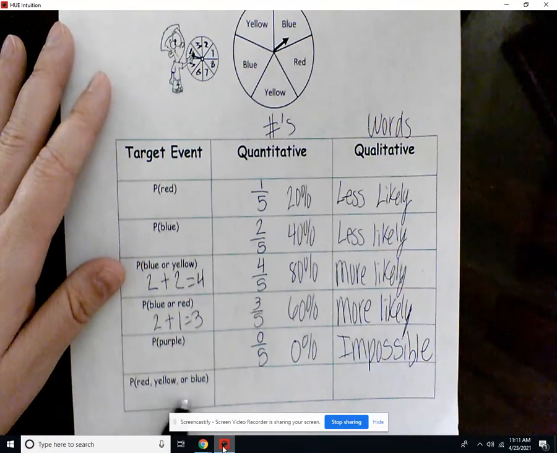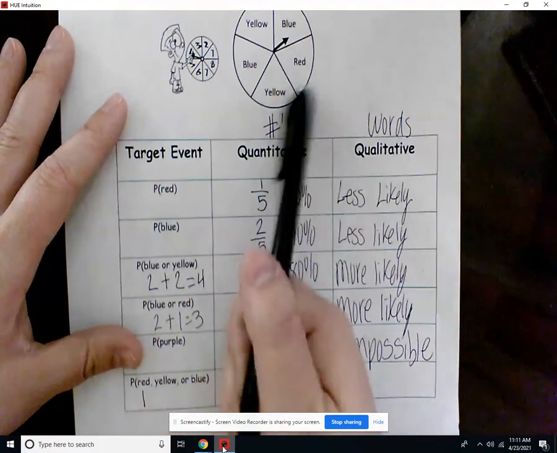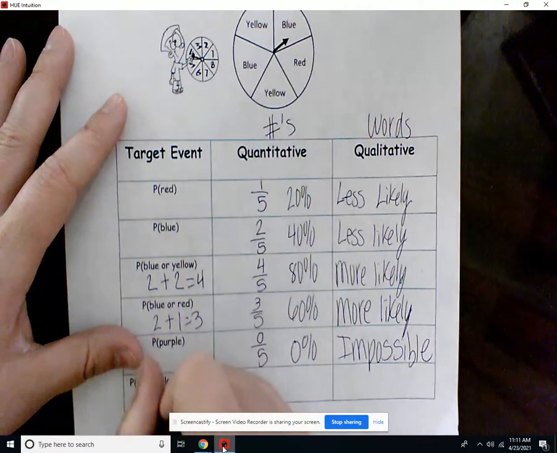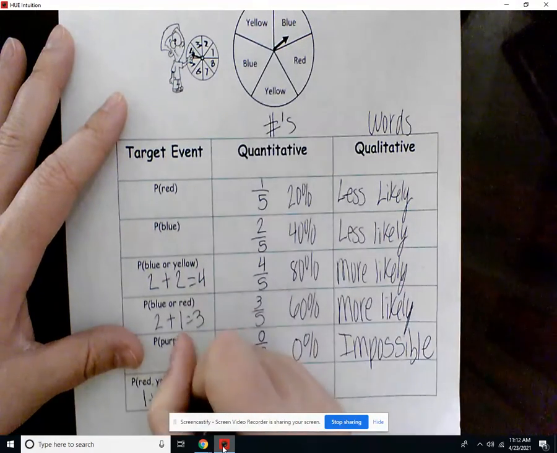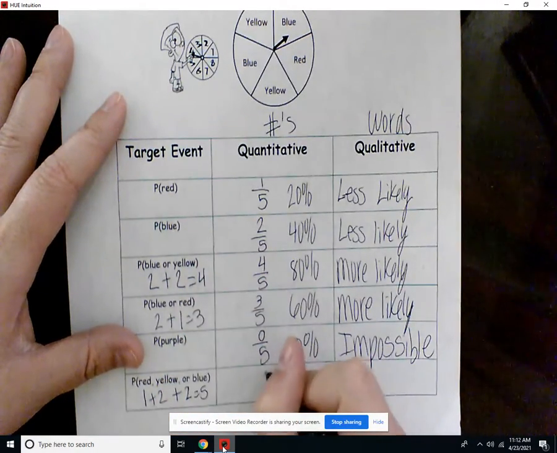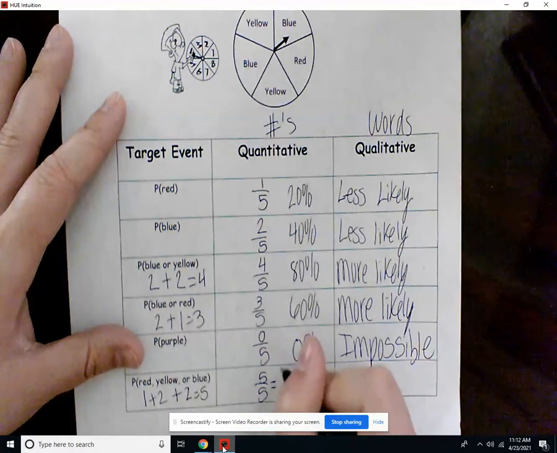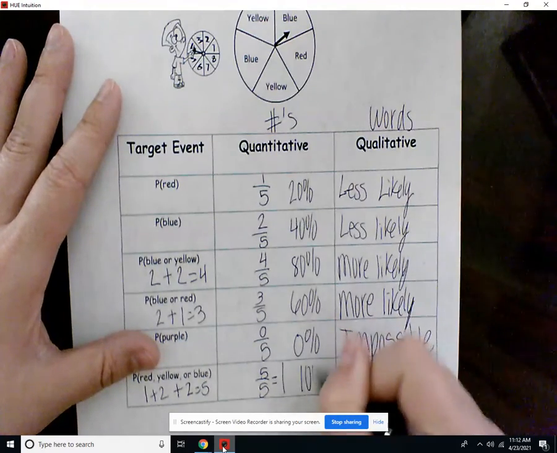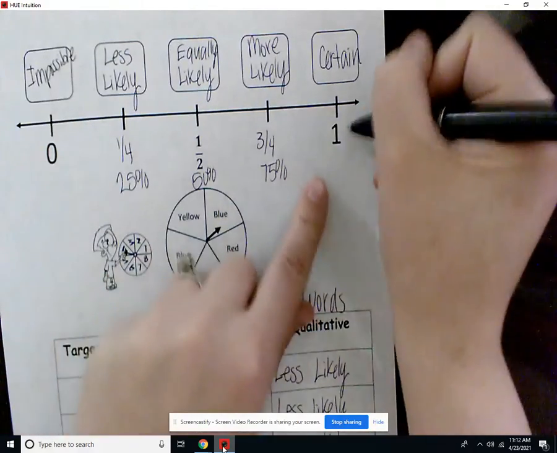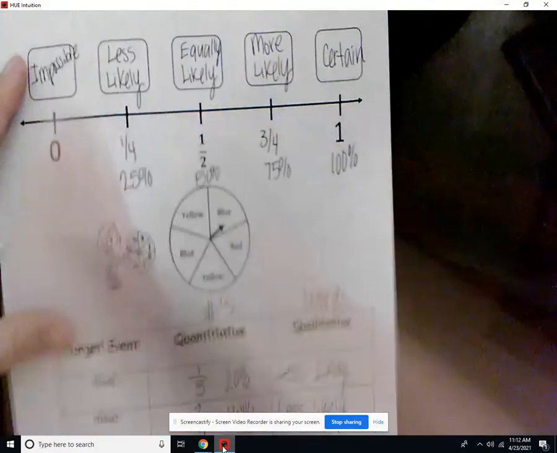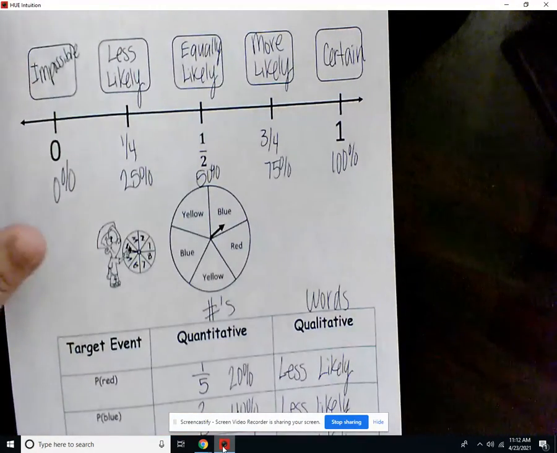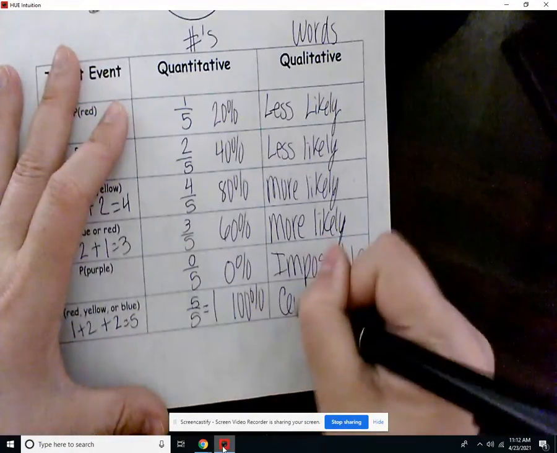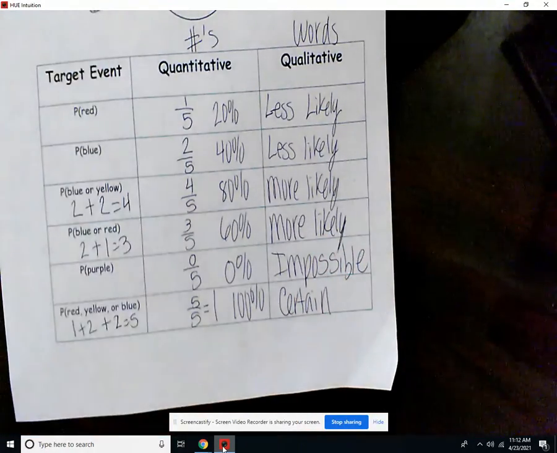Okay, and then we have red, yellow, or blue. So I have 1 red, I have 2 yellows, and 2 blues, which is 5. And so we get 5 out of 5, which is 1. And so 1 is our 100%. And so that means it is certain that it will happen. Okay, so let's look at some other examples where it's not just a spinner.